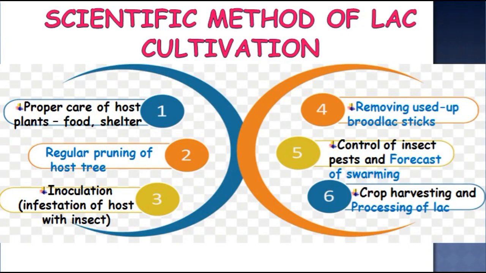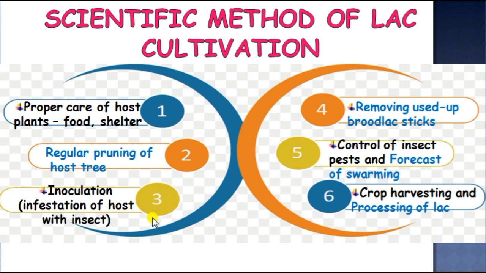There are six major steps involved in the scientific method of lac cultivation, starting from the proper care of the host plants, which is going to provide the food and shelter for our lac insect. With the proper agronomic practices, the host plants are taken care of. Next step is the regular pruning of the host trees, as the lac insect larvae always prefer to feed on the tender twigs. We need to maintain the plant with the tender twigs all the time, which will be achieved only by the regular pruning of the host trees.